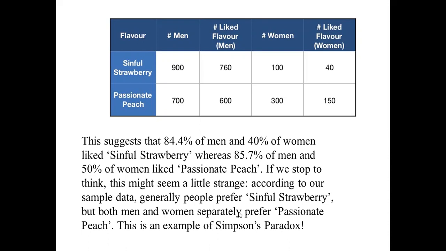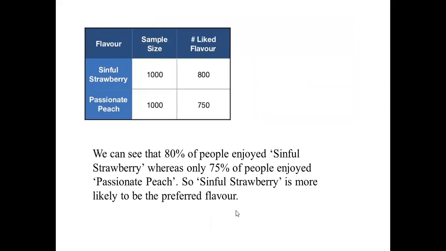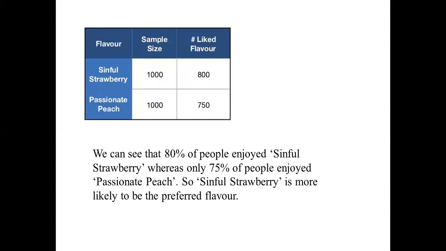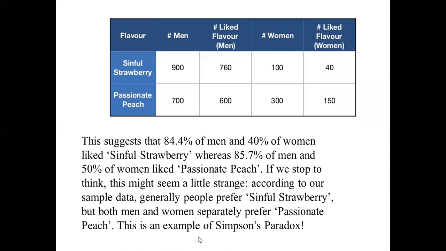Simpson's paradox says that when we perform statistics at large, we make some conclusion. And when we divide into subgroups, that conclusion emerges or disappears. Here the conclusion that sinful strawberry is the more preferred flavor cannot be made, because I can see a much higher percentage of the customers liked passionate peach. Hence the previous conclusion got reversed or disappeared, and that concept is called Simpson's paradox. Okay, clear with this example?